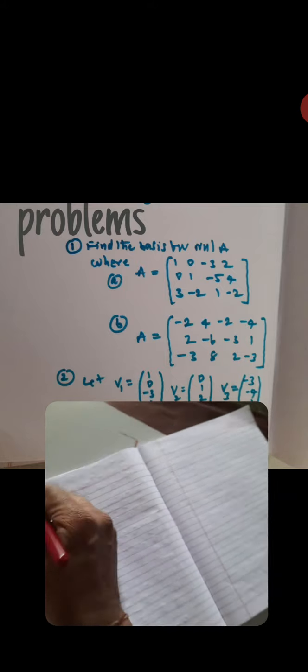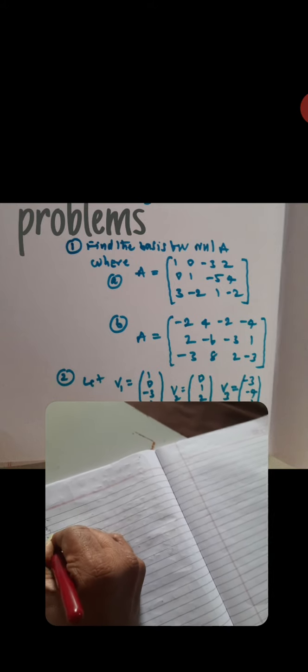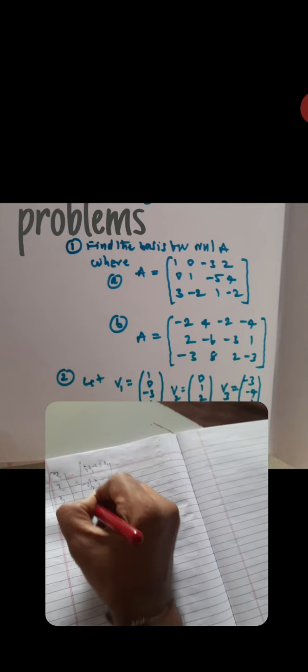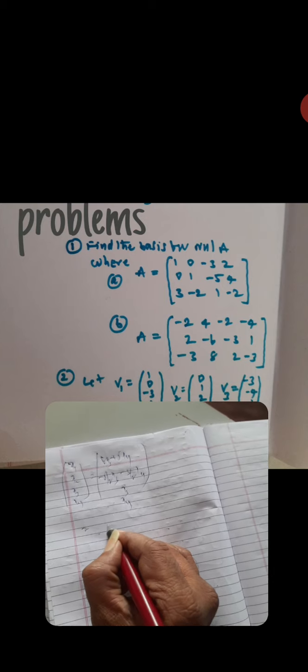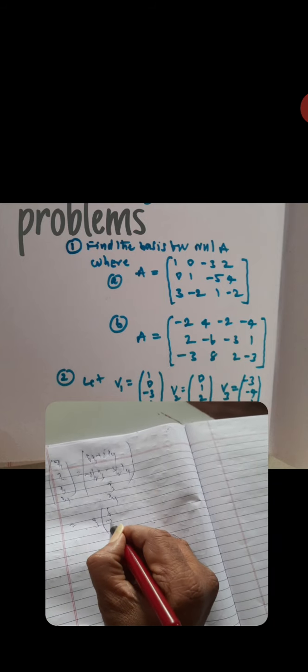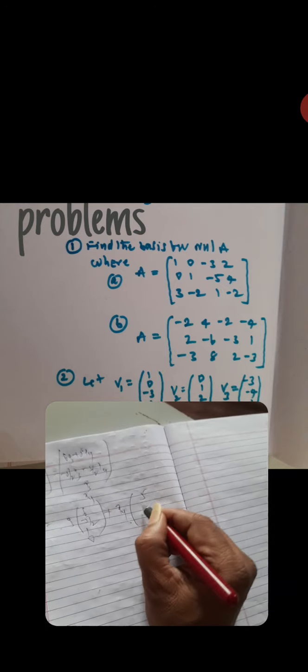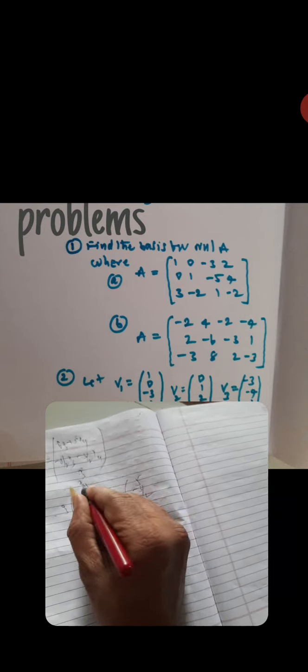You write this same x1, x2, x3, x4 is equal to: x1 is equal to 6x3 plus 5x4, and x2 is equal to minus 5 by 2 x3 minus 3 by 2 x4, here x3 same, x4 same. x3 is common here: 6, minus 5 by 2, 1, 0, plus x4 is common: 5, minus 3 by 2, 0, 1.